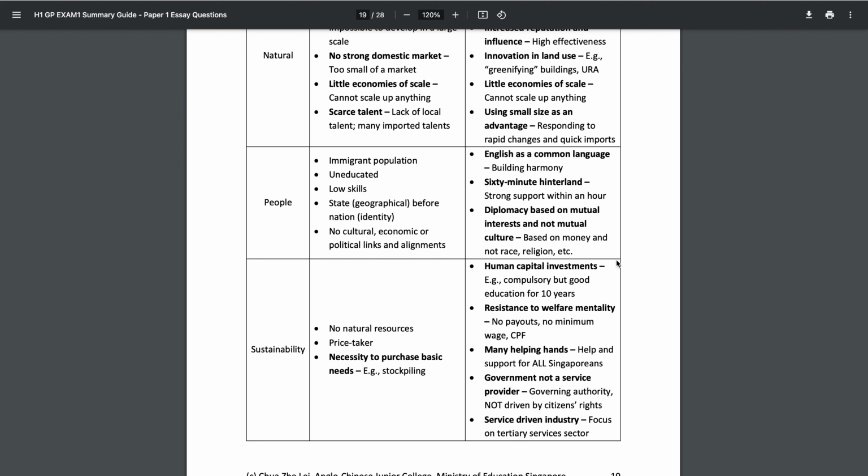Not about culture. We're not talking about we are allied with you because you are Muslim. We are not allied with you because you are a Christian nation. We're not allied with you because you have a large population of Chinese. No, we don't care about that. We care about money. And so does every country in the world. So we use the diplomacy on mutual interest and not mutual culture. That is why we have so many allies. That is why Singapore is so successful overseas as well.